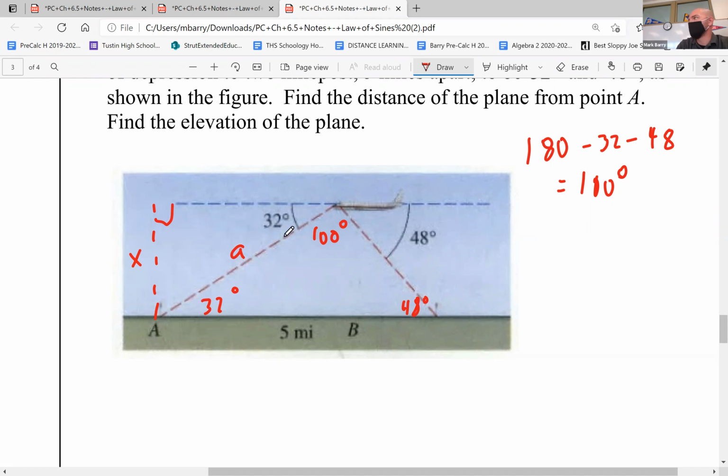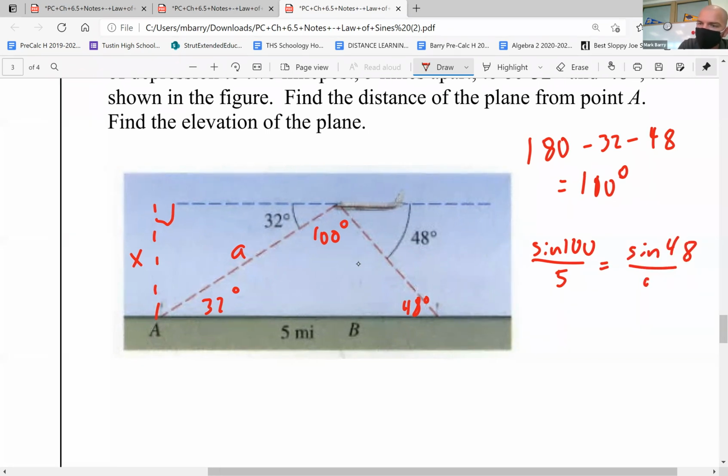And in geometry, you learn, remember alternate interior angles? These are alternate interior angles. I love those alternate interior angles, okay? Also, I think I told you in 6.2 that the angle of depression from something looking down to a point is always the same as the angle of elevation from the bottom looking back up. Those are always equal, okay? All right, so this allows me to build a law of sines here. I'm going to do sine of 100 over 5 equals sine of 48 over a.